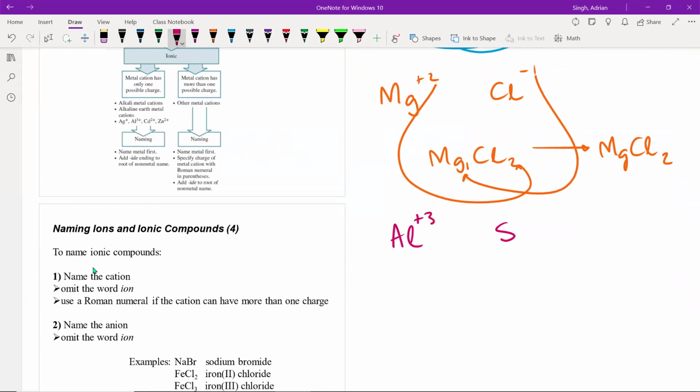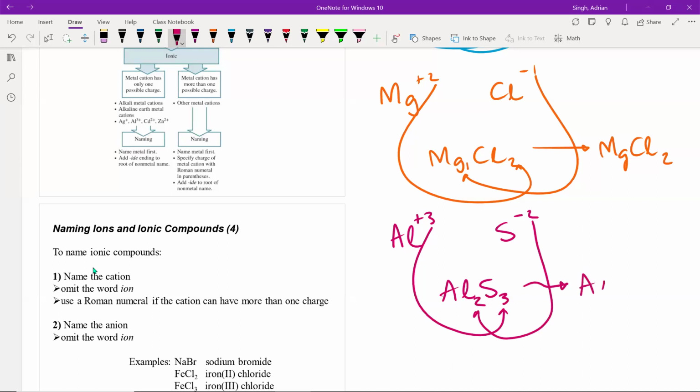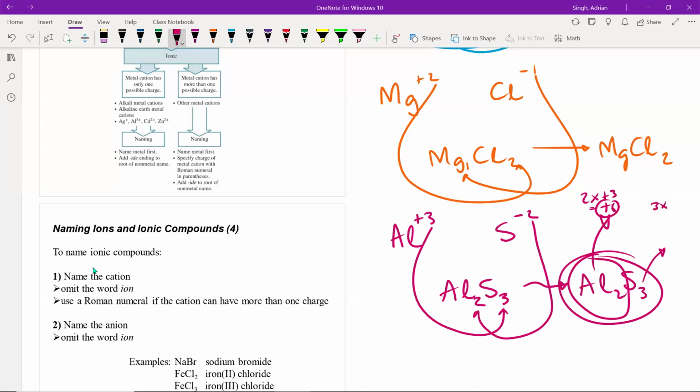If I have something like Al, aluminum, and sulfur: Al is in group 3, so it's +3. Sulfur is in group 6, so 6 minus 8 is -2. If I combine these two, we have Al and S. The 3 here becomes a subscript on the sulfur. The 2 becomes a subscript on the aluminum. There's nothing simpler than that. I cannot get a smaller whole number ratio to show how they combine. We can confirm this: 2 aluminums, with a charge of +3, gives +6. I have 3 sulfides, so 3 times -2 gives -6. The +6 and -6 cancel out.